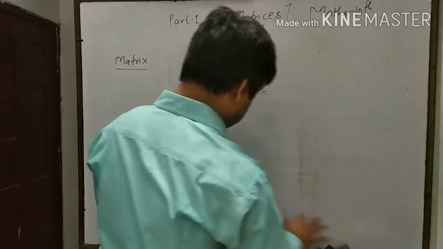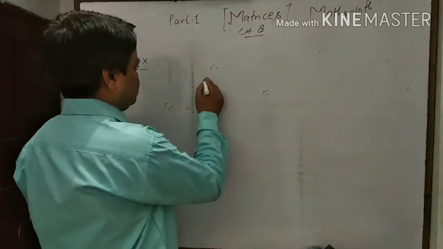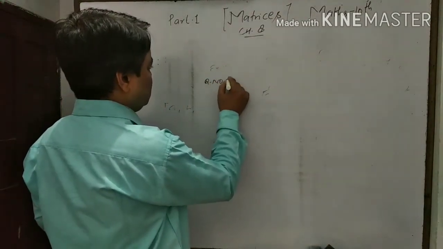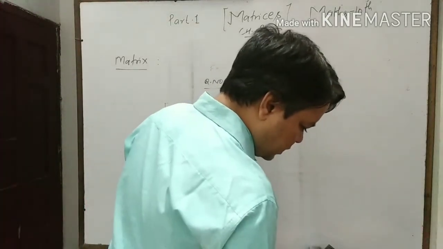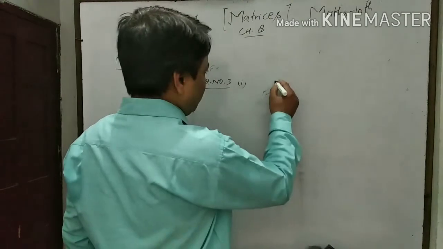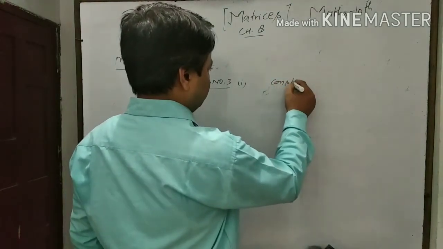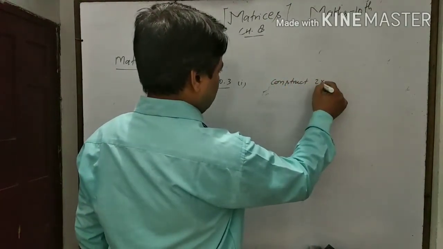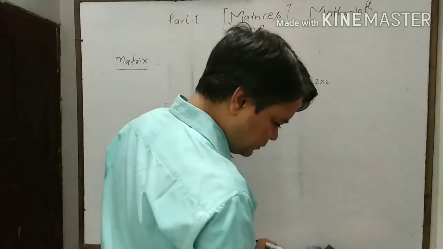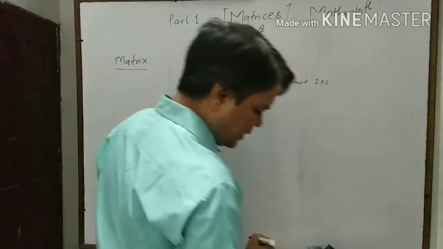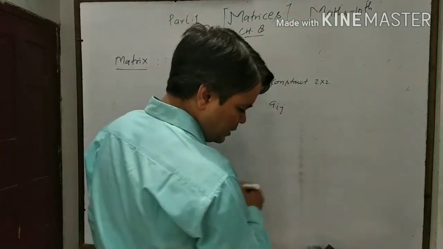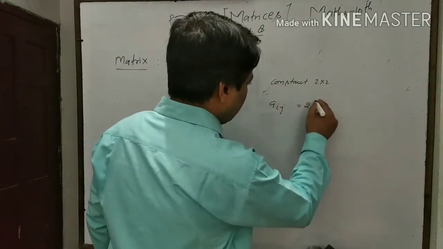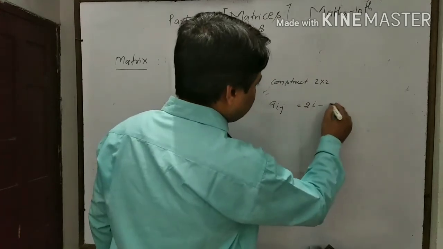Now question number 3. Let us solve the first. Here it is given: construct a 2 by 2 matrix whose elements aij are given by aij equals 2i minus j.